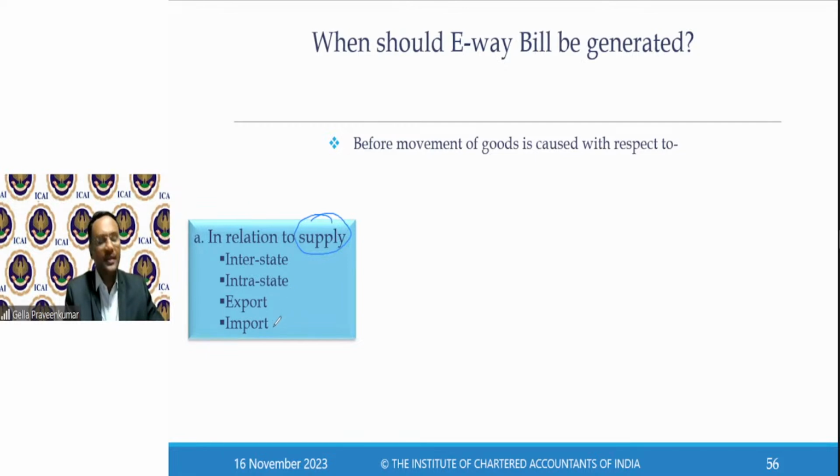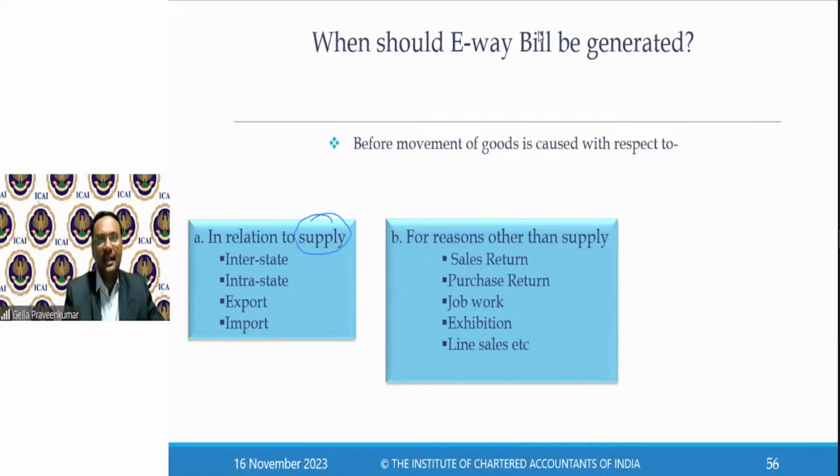For the purpose of imports, the person who is importing shall be deemed to be a supplier for compliance of GST purpose. For reasons other than supply, what could they be? Sales return. When I make a sale, I call that a supply. Goods coming back, I call that a sales return. Purchase return. I am a buyer. I have purchased goods. I am not willing to retain the goods. I am returning back the goods. That's called a purchase return.